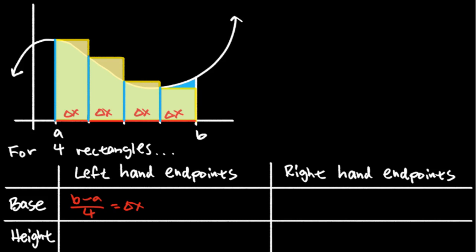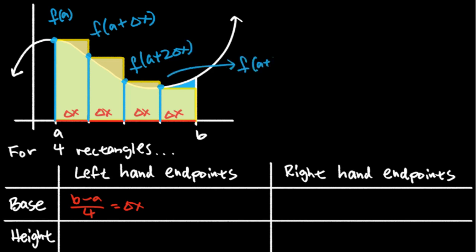Okay, so let's look at the height then. We notice that the height actually touches the function. Oh, that's interesting. What does that tell us? Well, that tells us this is f at a. This is f at a plus delta x. This tells us f at a plus 2 delta x. And then this tells us f at a plus 3 delta x.